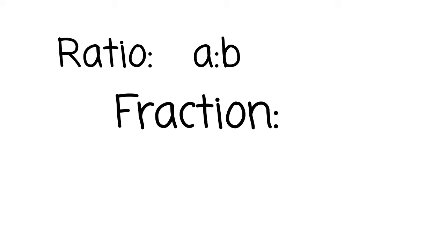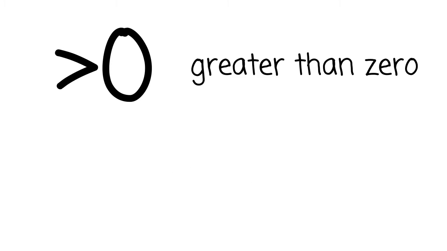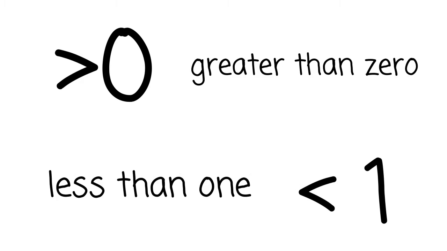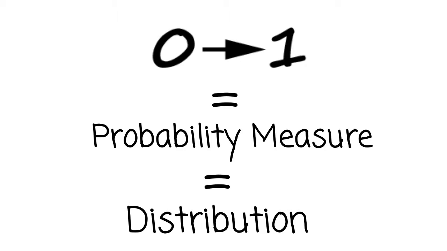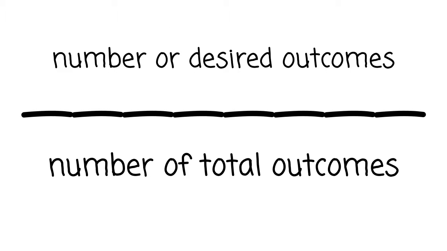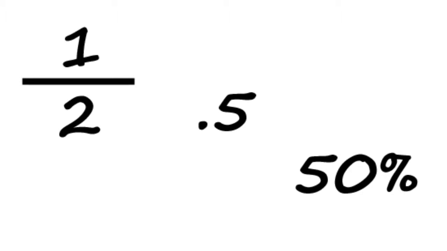Probability is expressed as a ratio in the form of a fraction between 0 and 1, so it will always be a value greater than 0 or less than 1. Other terms used for the number value between 0 and 1 are probability measure and distribution. The fraction can be broken down like this. The number of desired outcomes is placed over the total number of outcomes. Probability can be in the form of a fraction, decimal, or percentage, and we will see these conversions later.